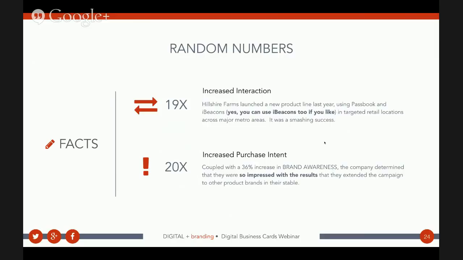The other thing that we found out with the Hillshire Farms experiment is the 36% increase in brand awareness led to a 20 times more effective conversion rate for the people that installed the digital promotion cards. So this was so impressive to Hillshire Farms that they decided, they're owned by a big company, isn't everybody these days, to use this process to promote other brands that they have in their stable.